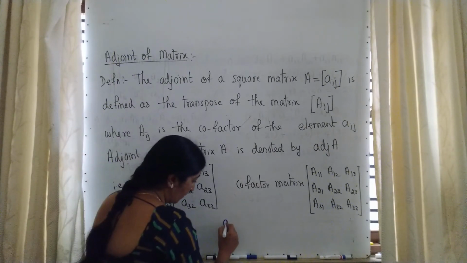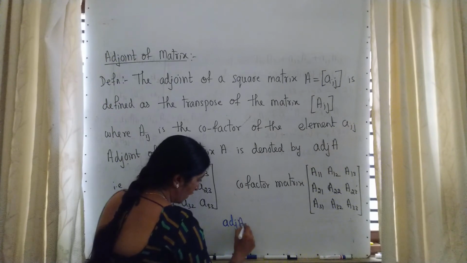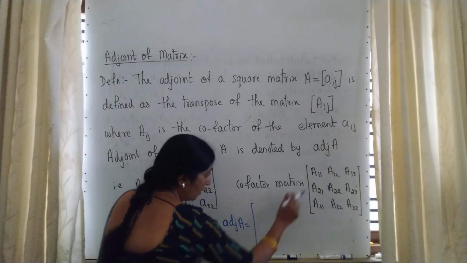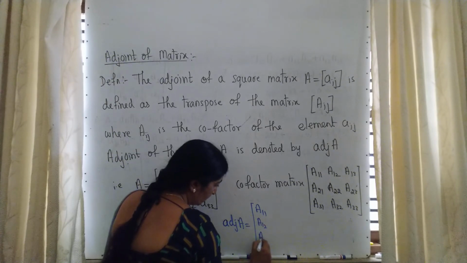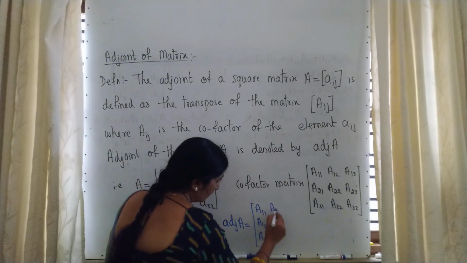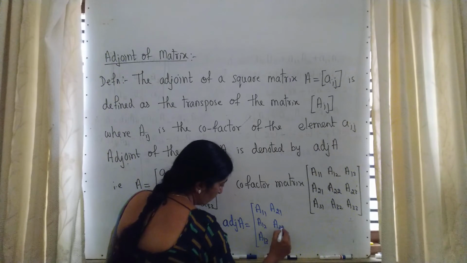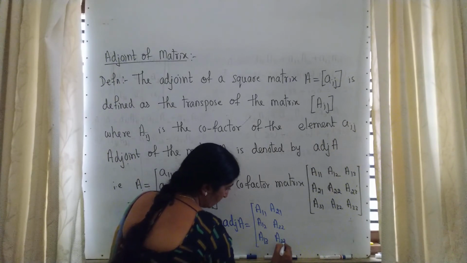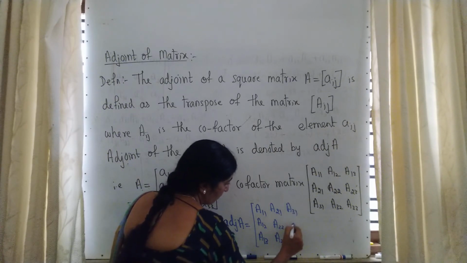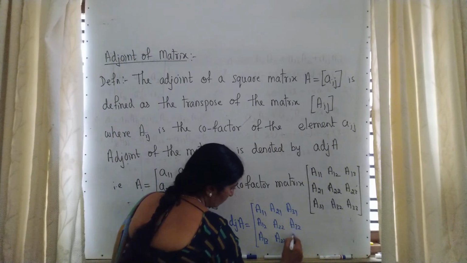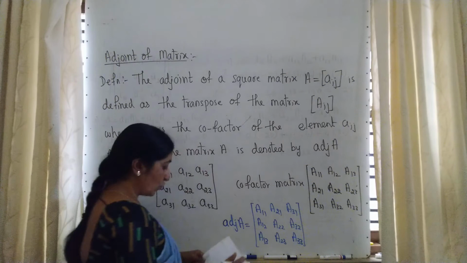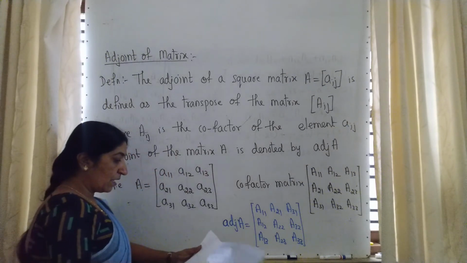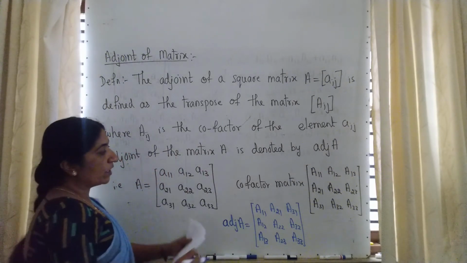it is like this. Adjoint of A. Transpose means row changes to column. So this is the adjoint of the matrix. Understood? Now I am moving to the examples.